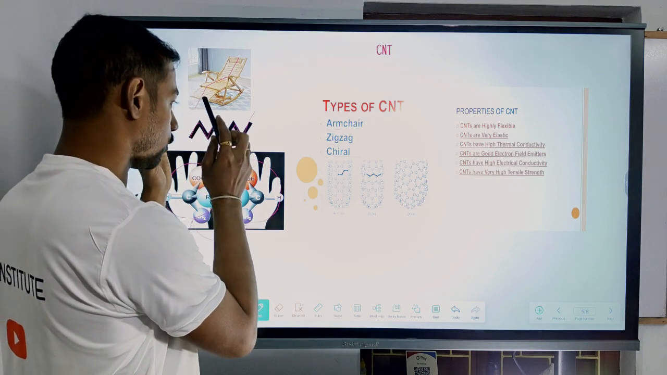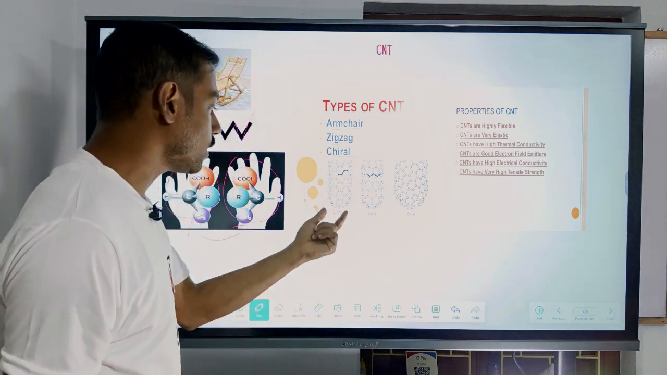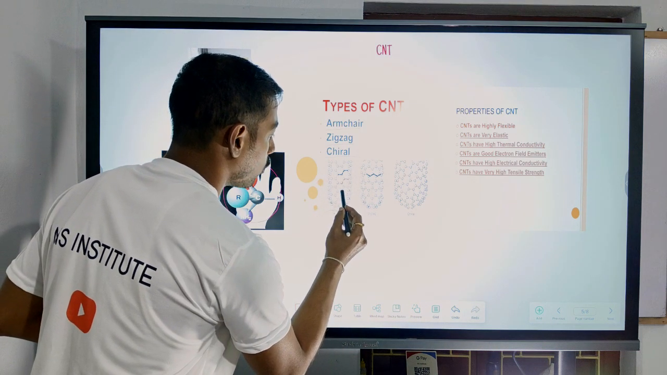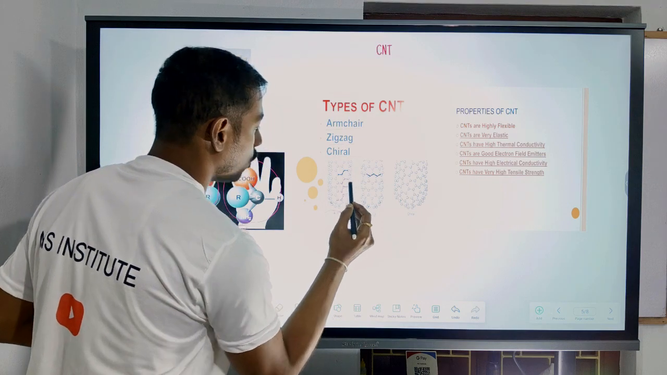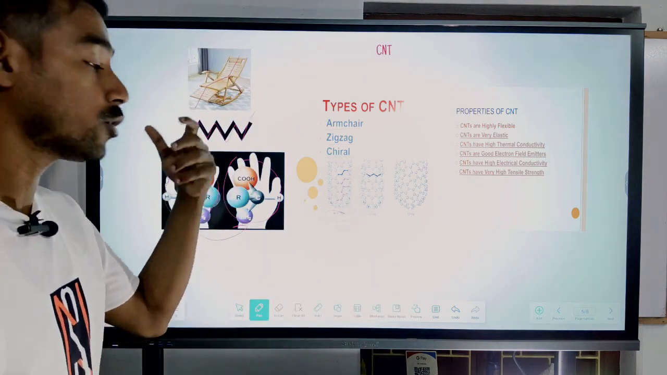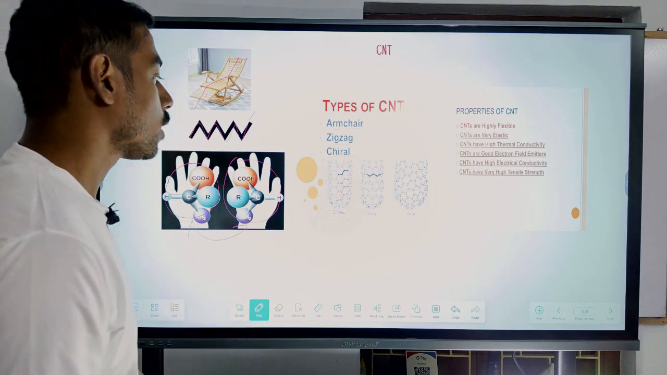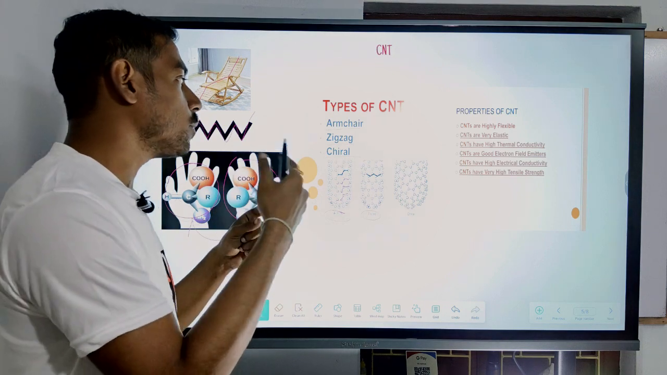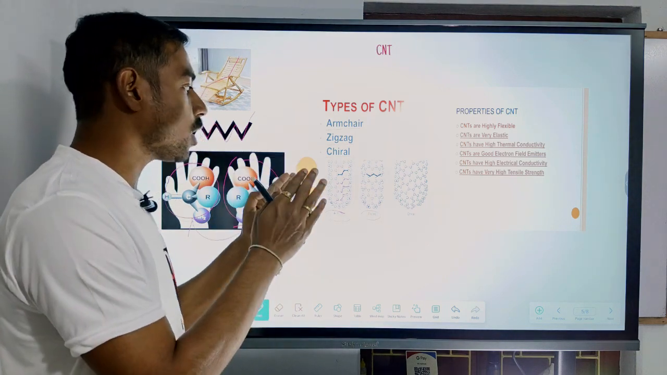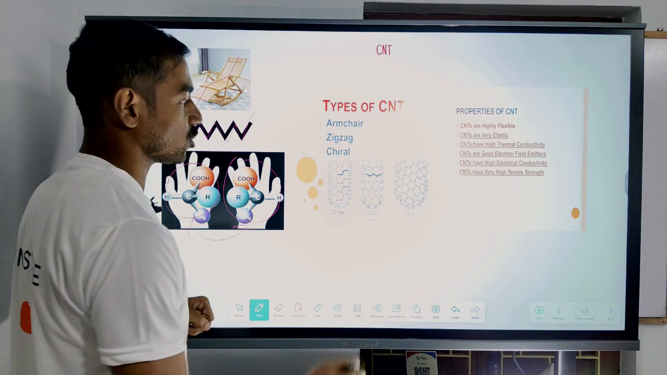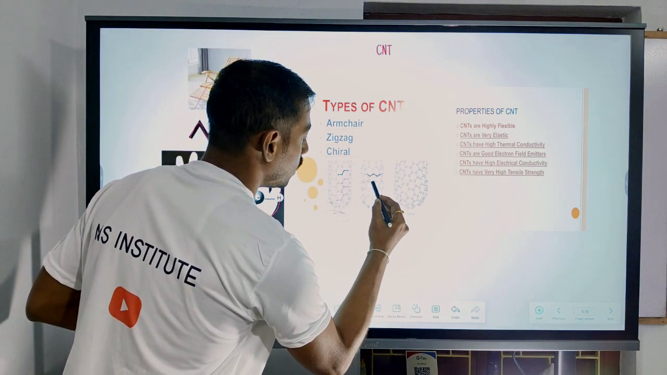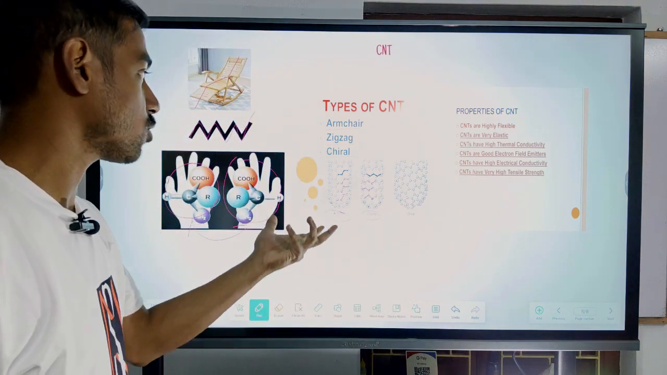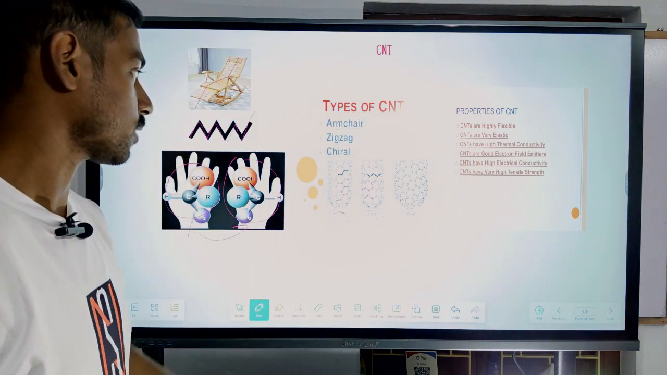Now, first one is the armchair. Like in this case, you can see that the arrangement of these carbon atoms will look like an armchair. Okay. Now, second point, that is zigzag. Depending on the way of rolling, it will be transformed into a zigzag type of structure. Like you can see in each arrangement, the type is like zigzag, so therefore it is named as zigzag.